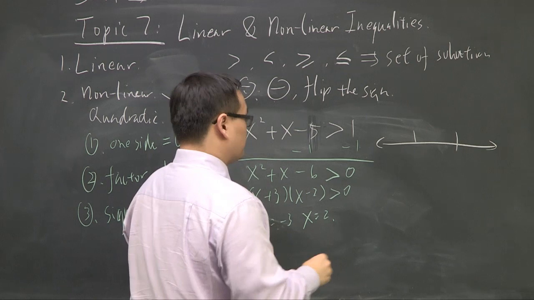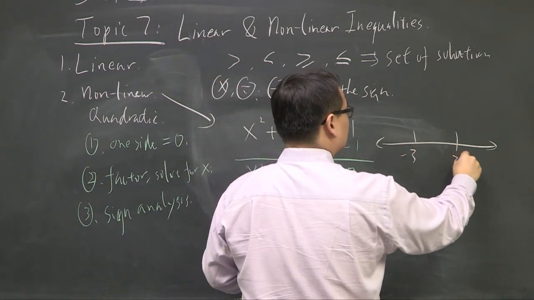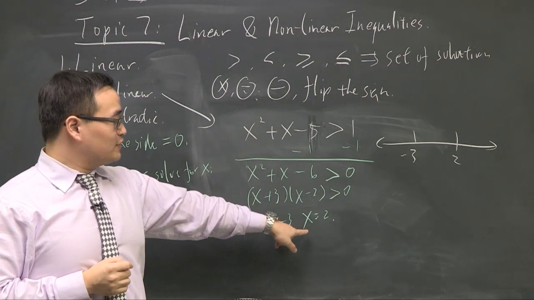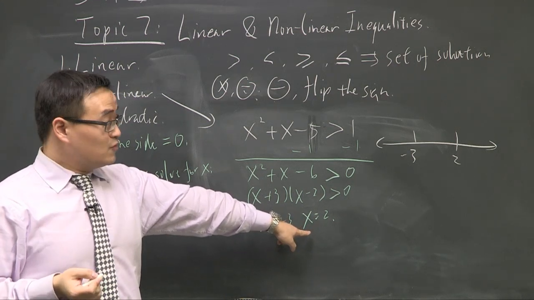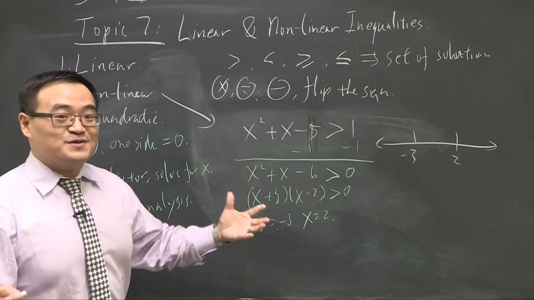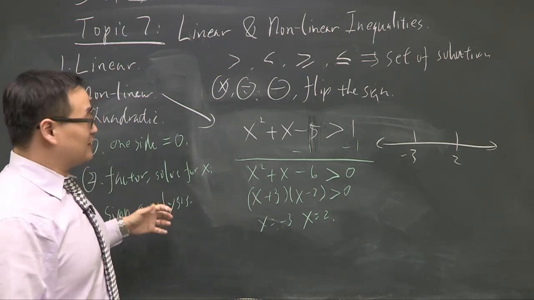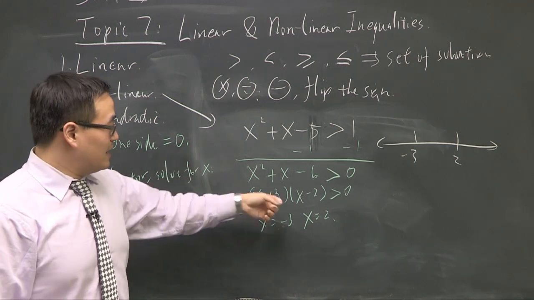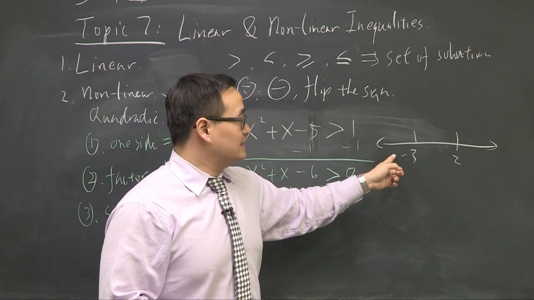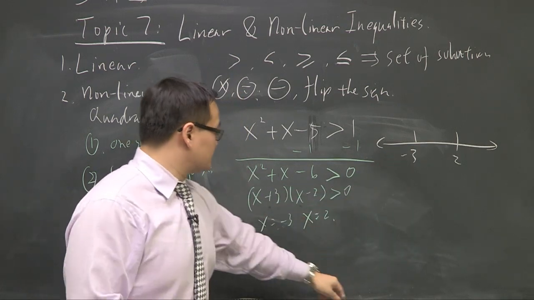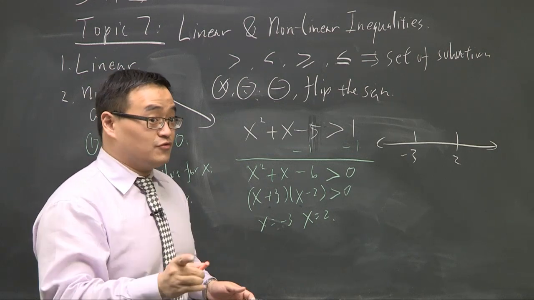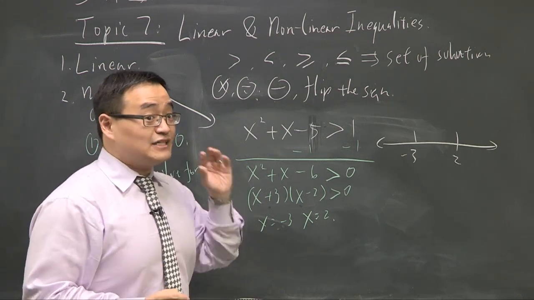Negative 3, of course, will be here, and 2 will be here. By putting these zeros there, what we call zeros, we divide this number line into 3 sections. All we have to do is test them and see which section makes sense. That's the essence of sign analysis. I'm going to plug in a number that's less than negative 3. Let's say negative 10. I don't even have to know the actual number. The beautiful thing about sign analysis is I just need to know the sign.